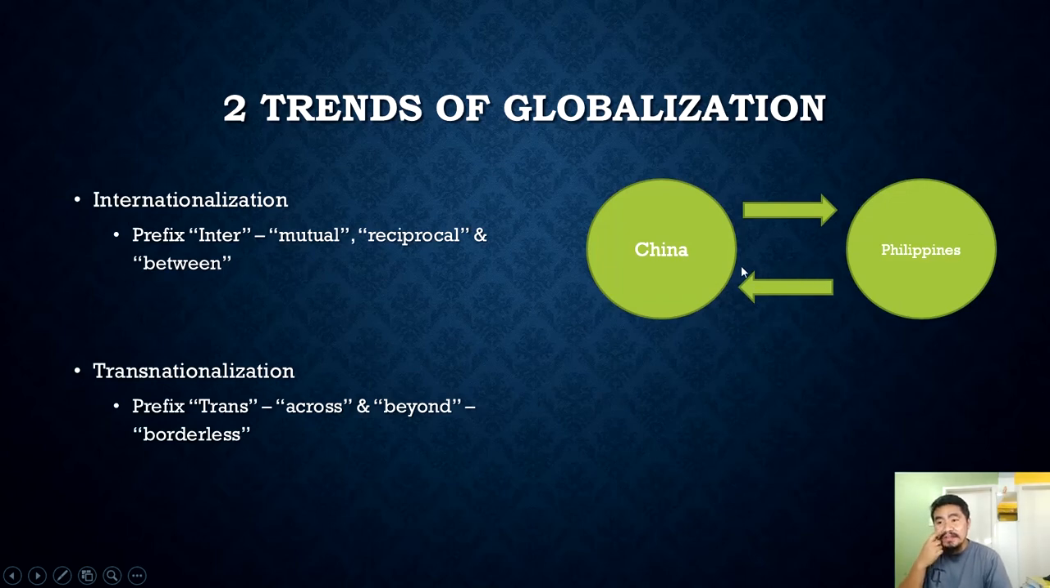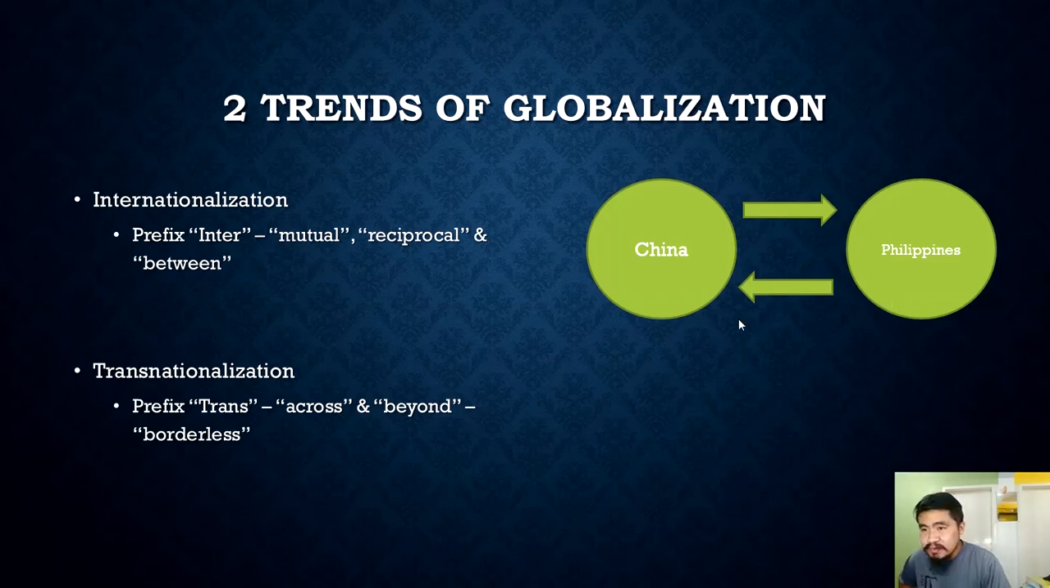Ano nga ba tong barriers? So, for instance, in political science, may tinatawag tayong sovereignty. So, when we talk about sovereignty, the closest term would now be independence. So, China is independent, Philippines is independent. So, China will now connect to the Philippines, pero walang karapatan yung China makialam sa politika ng Pilipinas kasi independent yung Philippines. And that is an example of barrier.